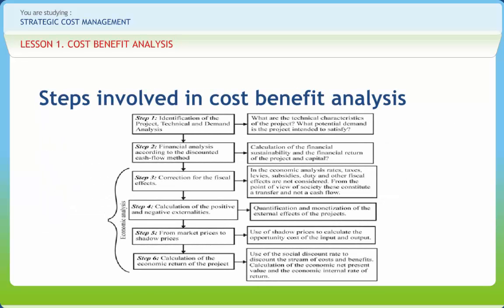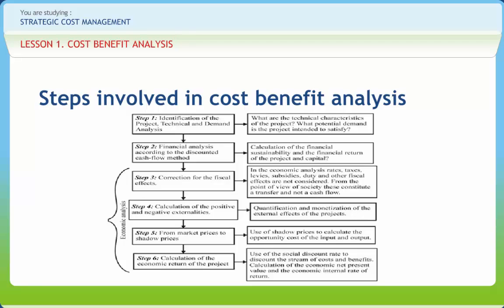Cost-benefit analysis is made up of three parts. First, a technical engineering part in which the context and technical characteristics of the project are identified. Second is a financial analysis that represents the starting point for the CBA and that leads the analysis from the point of view of the private investor.